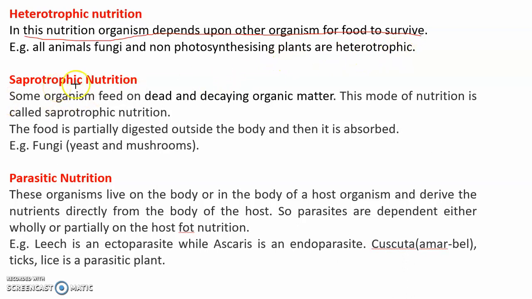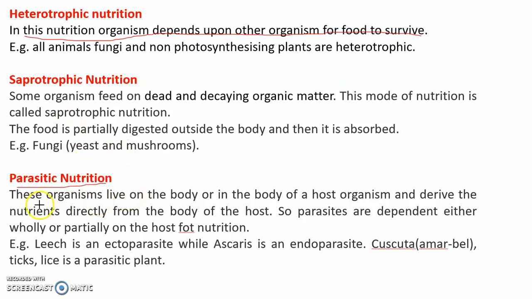Next is saprotrophic nutrition. In this type of nutrition, some organisms feed on dead and decaying organic matter. So this mode of nutrition is called saprotrophic nutrition. In saprotrophic nutrition, the food is partially digested outside the body and then it is absorbed. So fungi, basically yeast and mushrooms, lie in the category of saprotrophic nutrition.